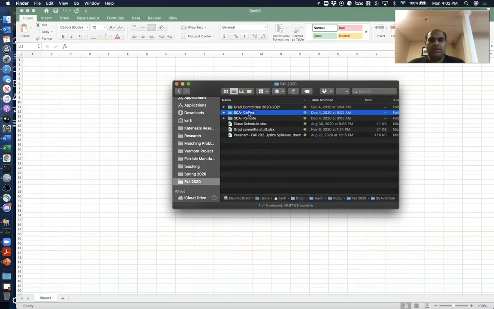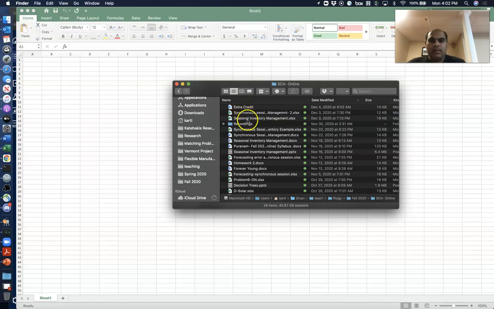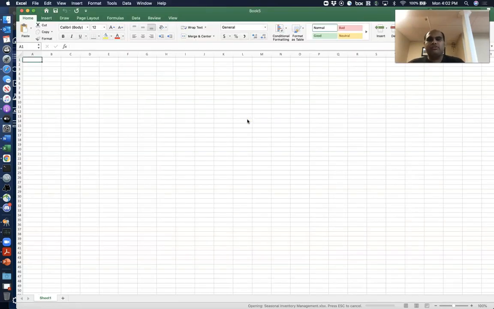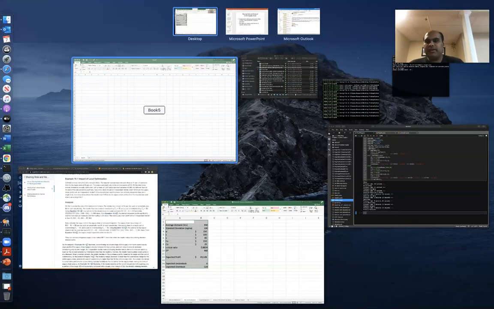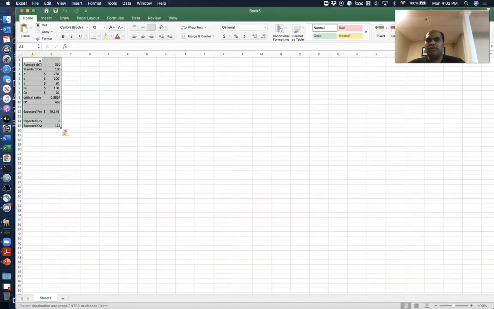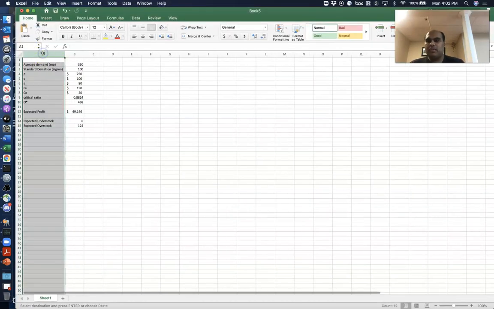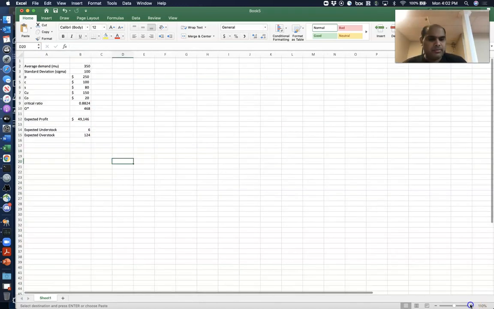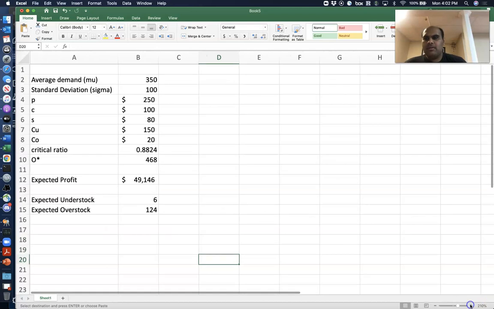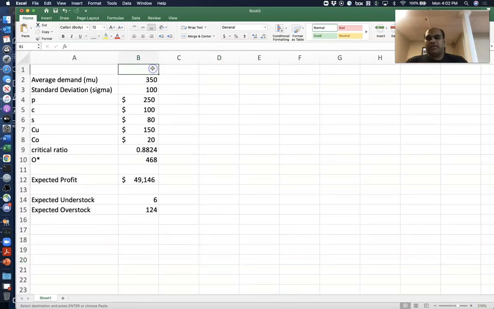So I'm going to go online. There you go, the seasonal inventory management formulas. So I'm just going to copy this formula out. Same formulas that we have here. I am going to copy here. There you go. Okay, so make this bigger. Right, so I'm going to say retailer here.